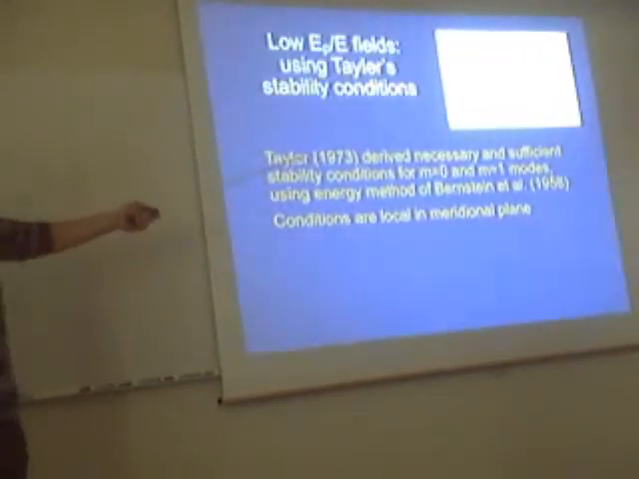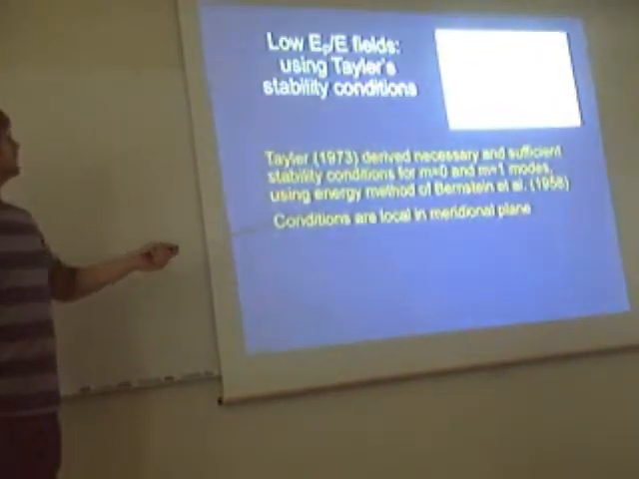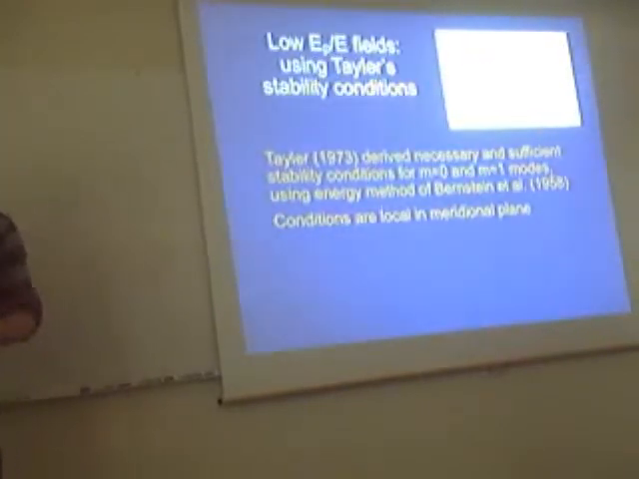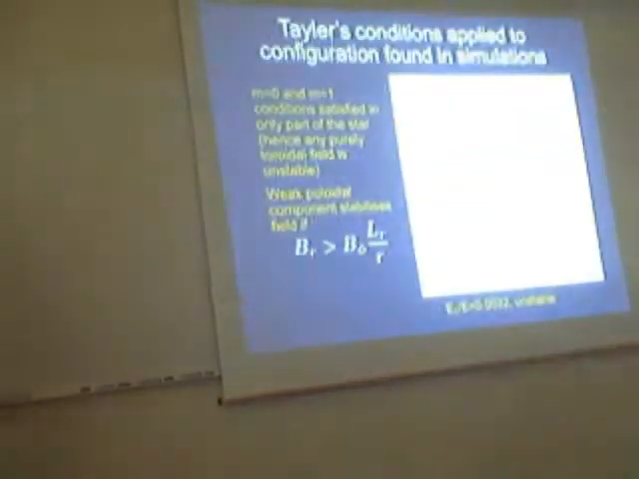And Taylor derived some stability conditions, which I'll go on to now. What I just showed you in the diagram was the m equals 1 mode, so that's the whole loop just moving sideways. There's also an m equals 0 mode, so an axisymmetric mode.